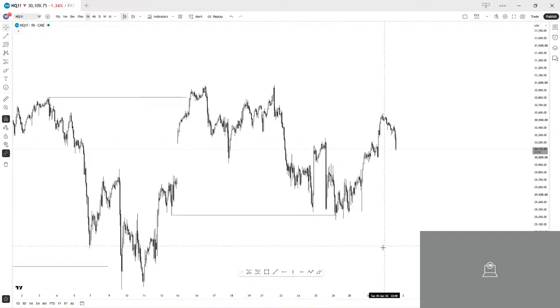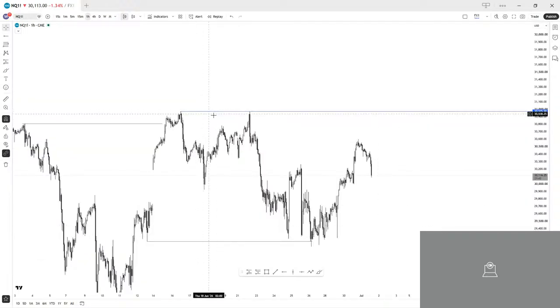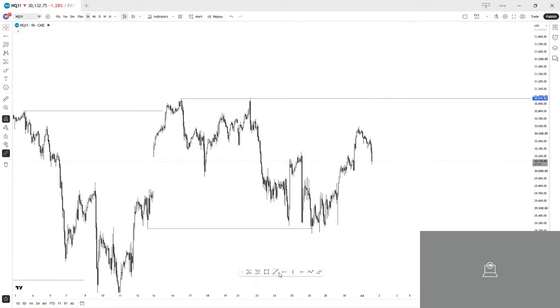We can see that price is moving towards this high at the moment. This equal high is over here. We can see that it has taken out some price action at this point. We are mitigated with this zone at the moment.